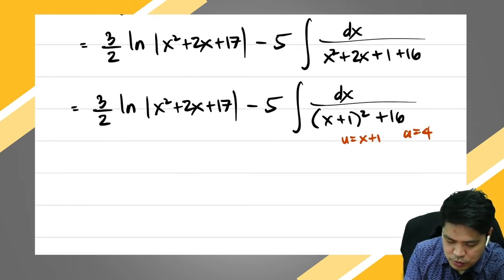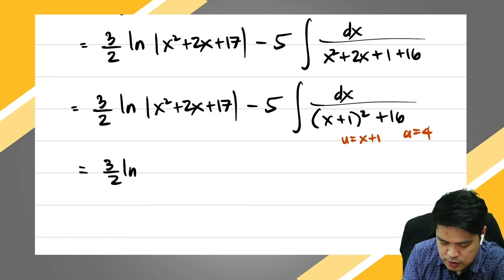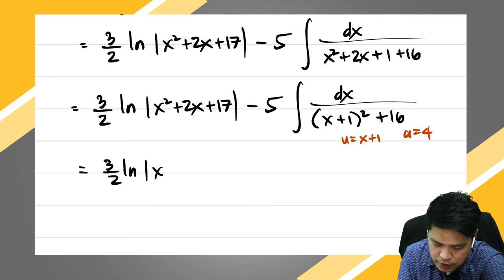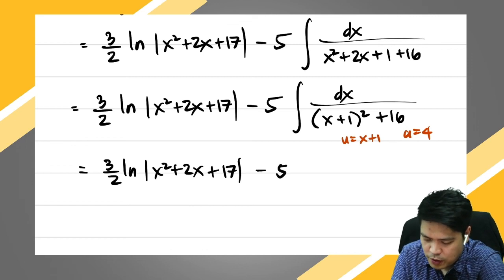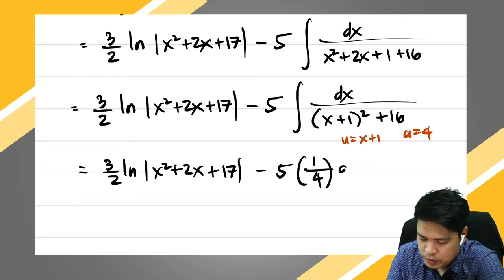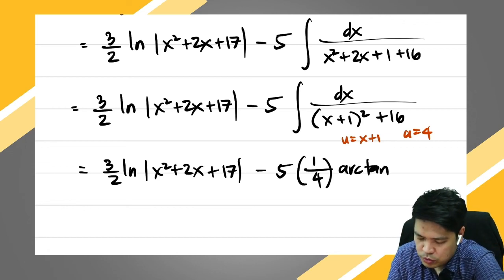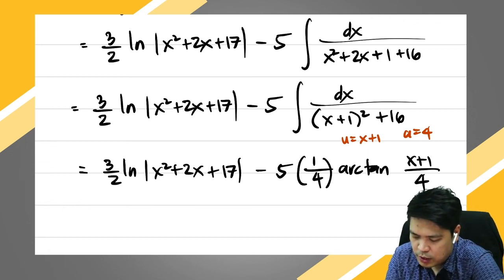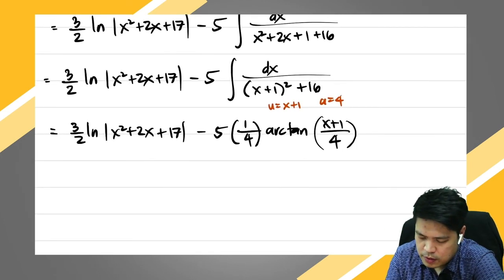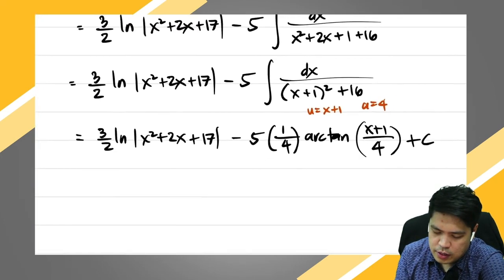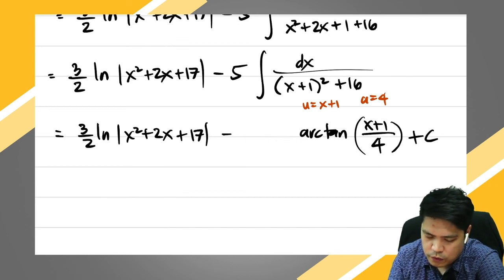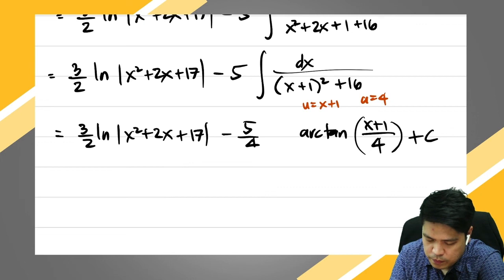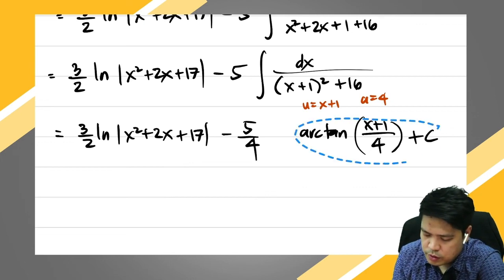So, our final answer would be 3 halves ln x squared plus 2x plus 17 minus 5 times 1 over a arc tangent u over a plus c. Okay, so our final answer is, I'll just change this to 5 over 4. So this is our final answer.